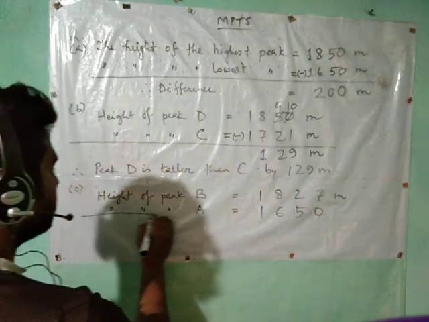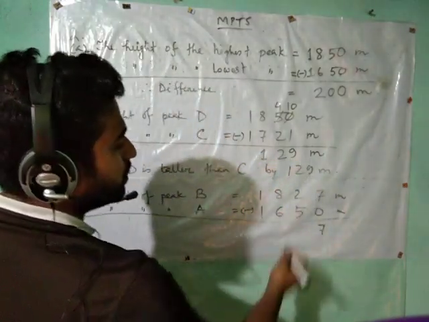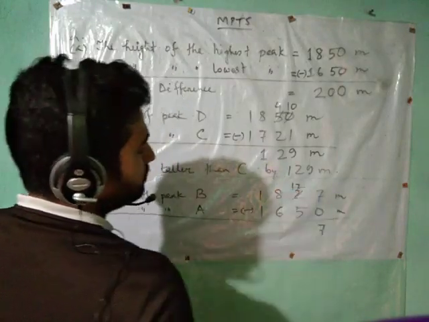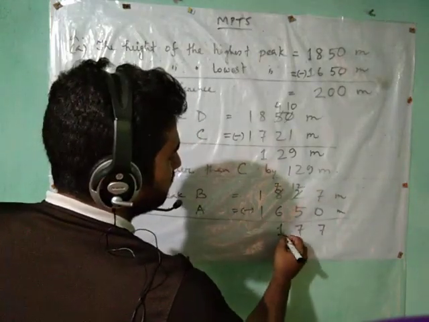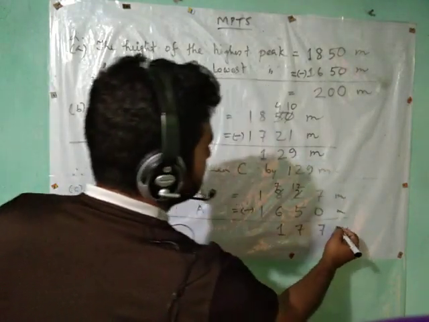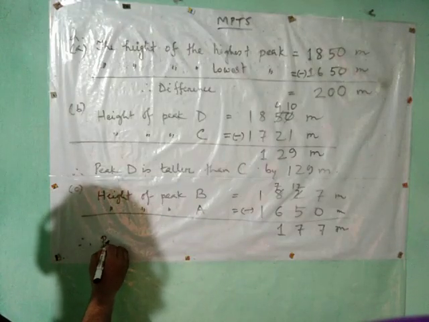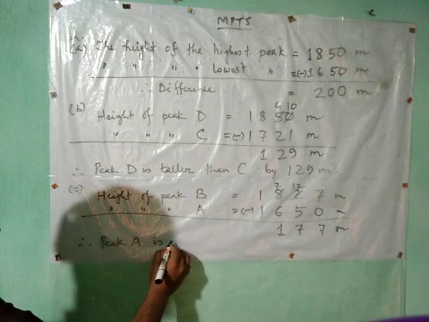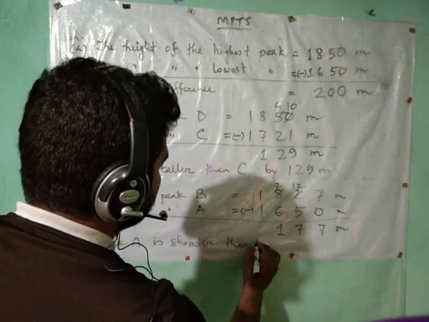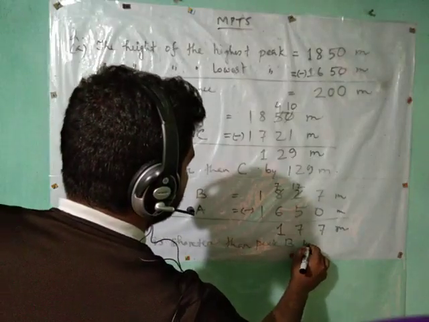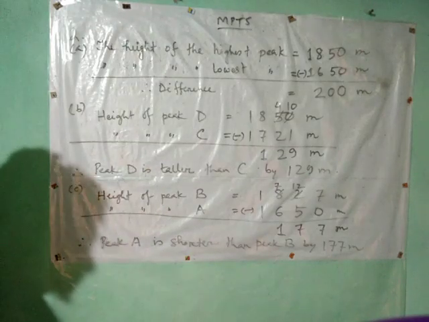So now again you have to subtract them, because it is asking how much. 7 minus 0 you will get 7. 2 minus 5 not possible, so you make it 12, and the 8 will become 7. Now 12 minus 5 you will get 7. 7 minus 6 you will get 1. 1 minus 1 it will become 0 in 1 meter. So write the same sentence as this one. Therefore peak A is shorter, S-H-O-R-T-E-R, than peak B by 177 meter. Understood? I hope it is clearly visible and understood, right?